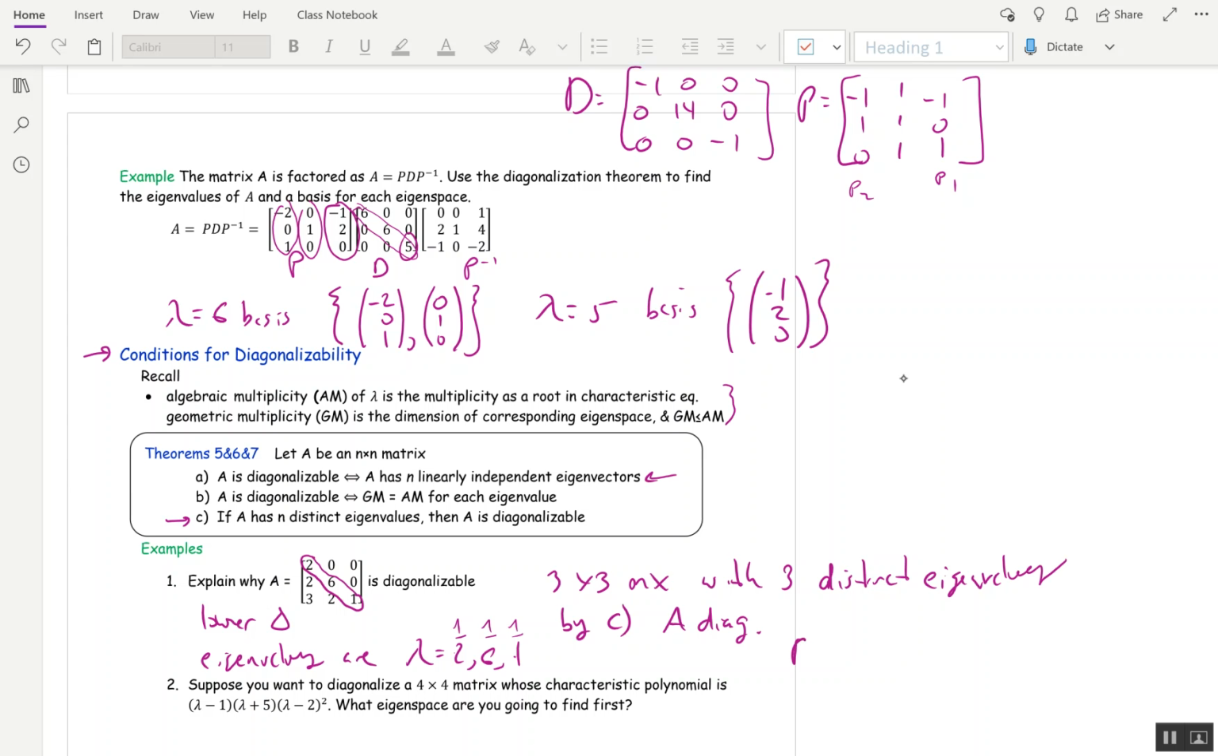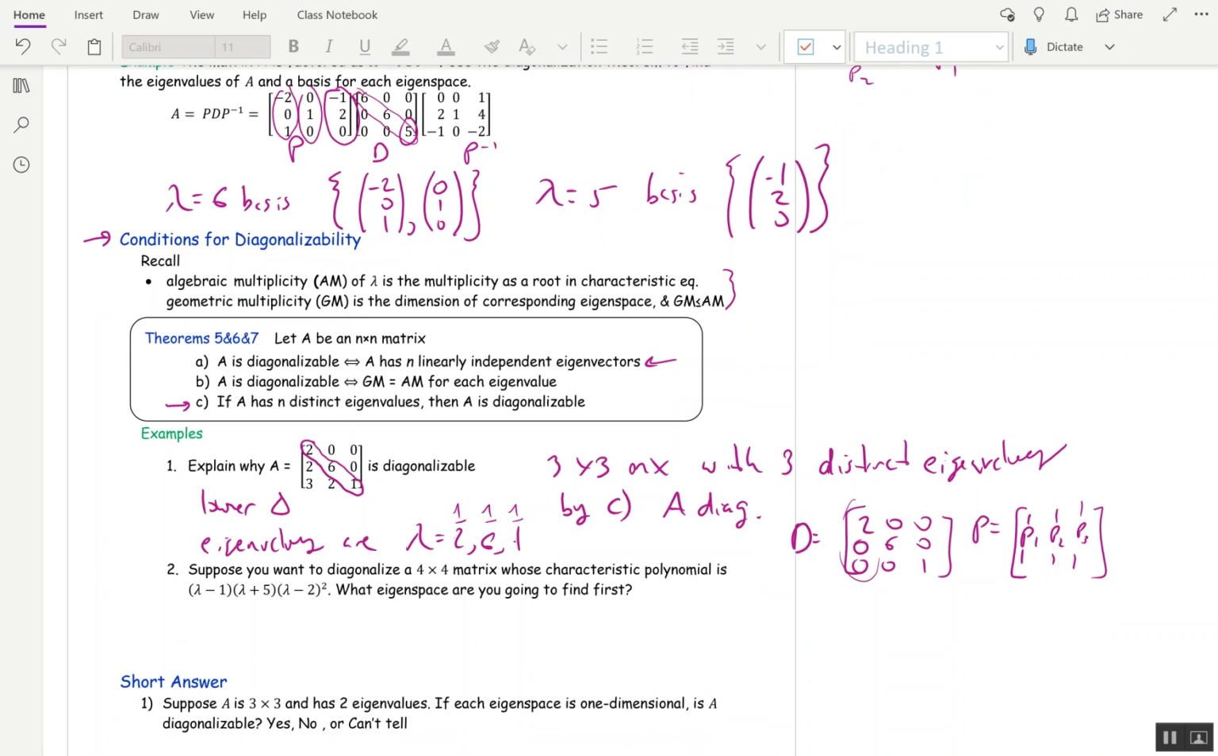So we would be able to diagonalize. And the matrix D would be 2, 0, 0, 0, 6, 0, 0, 0, 1. And then the matrix P would be whatever the eigenvector corresponding to the value 2 is. So I call that P1. Put that in as my first column, and then P2, and then P3. I'd have to go actually find those vectors, which I'm not going to do. I just want to illustrate, if you have a 3 by 3 matrix with 3 distinct eigenvalues, you can automatically say A is diagonalizable.